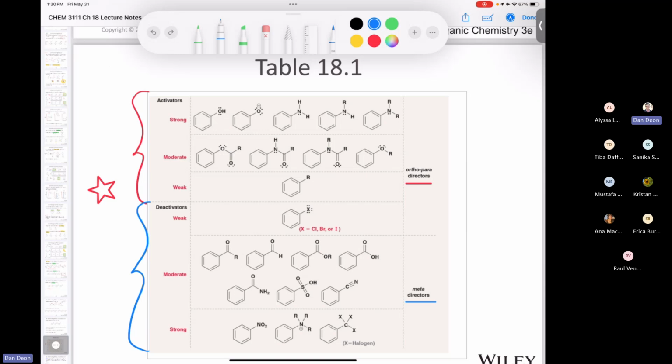So we have our strong activators at the top, then moderate activators, weak activators are alkyl groups. Then we said the halogens. The halogens are the exception. They are deactivators. However, they direct to the ortho and para position. Then we have our moderate deactivators, and then we have our strong deactivators.